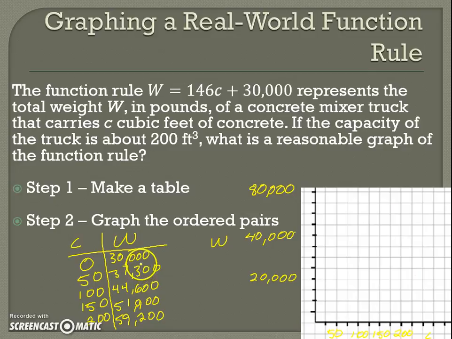So here are my points. I'll go through and we'll plot those. So there's 30,000. When it's 50, it's about 37-ish, something. We'll say that is right in this range. And then 100 is 44. So they say that's pretty close to that. It's going to be about 45. 150 is 51,900. So I'm getting closer here. 200 is close to 60,000, which is going to be somewhere in this ballpark.